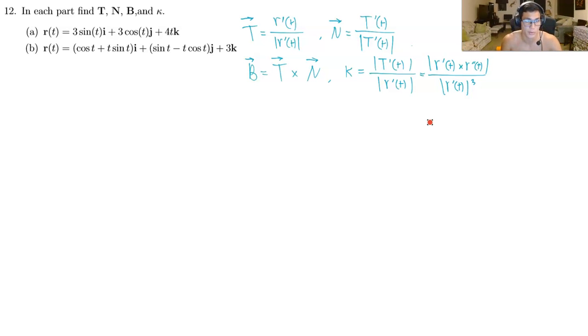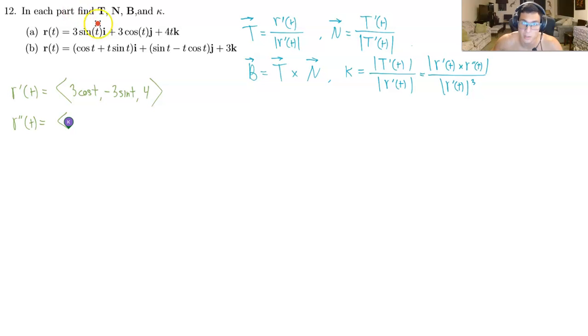So let's do A in green, and let's find r prime of t. I'm going to change the notation. I don't like ijk notation, I like bracket notation. So we take the time derivative of this top part. We're going to get 3 cosine t, negative 3 sine t, and 4. Okay, find r double prime of t.